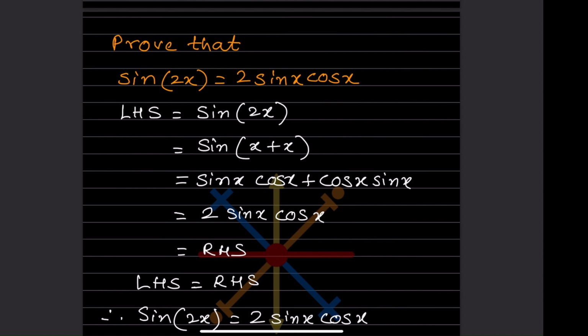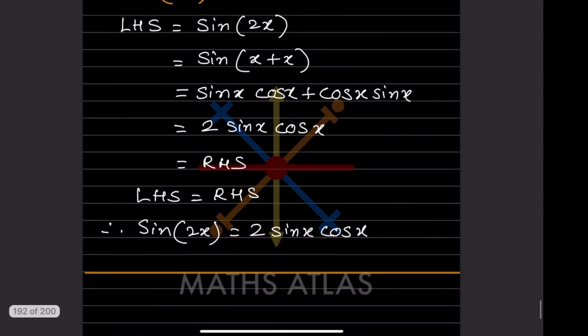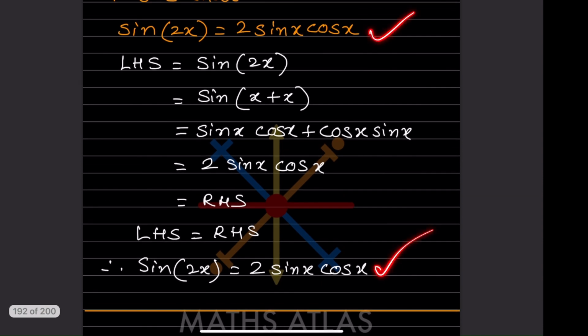So now this is sin x cos x, and this, when we rearrange, is either cos x sin x or sin x cos x. So these are two times, right? So now we can write 2 sin x cos x, which is nothing but the RHS. So LHS is equal to RHS, so we can say that this is proved.